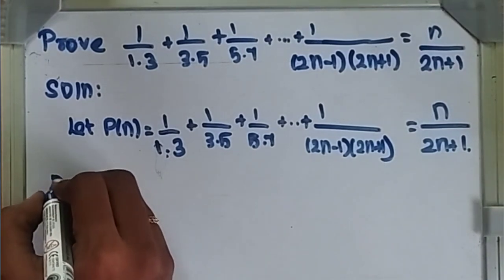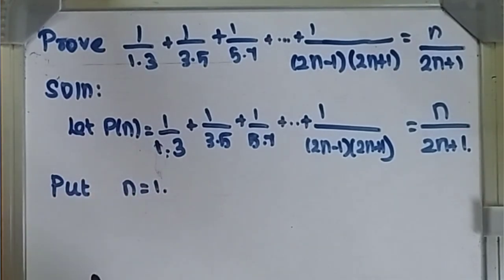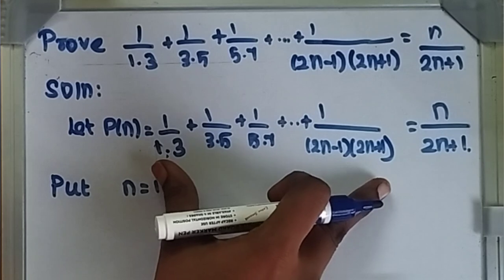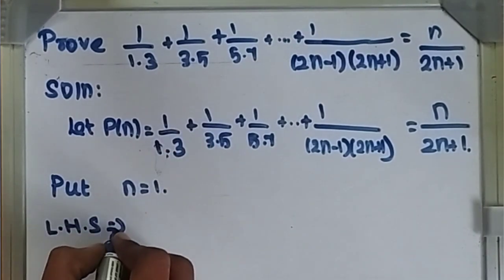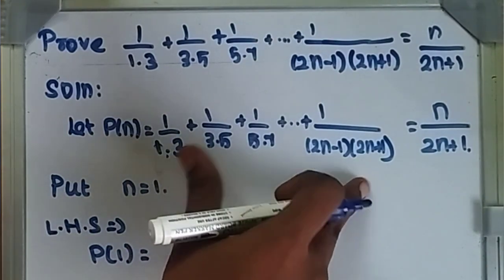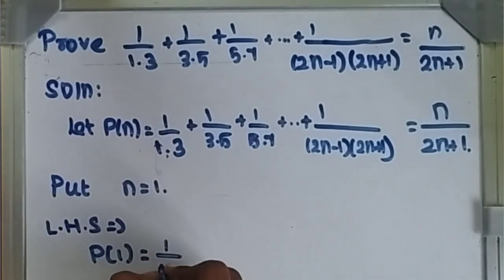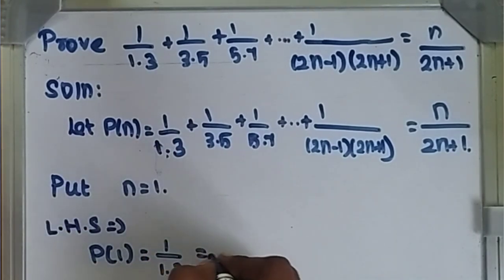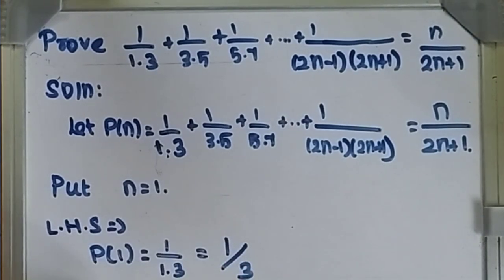Yes. So I am putting n equals 1. Right? So I am taking the LHS first. LHS equals P of 1. So P of 1 means the entire term contains the first element only, right? So what is the first element? 1 divided by 1 multiplied by 3, which is equals 1 by 3. Clear? Clear.